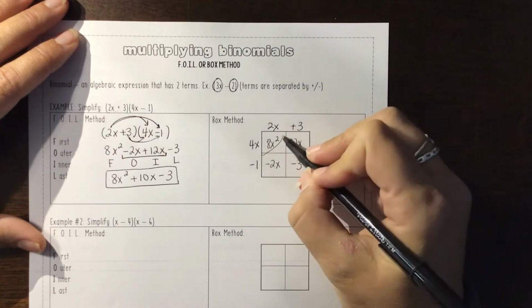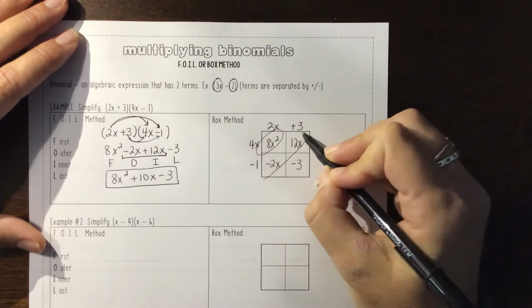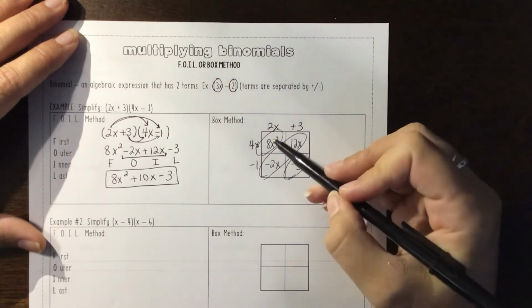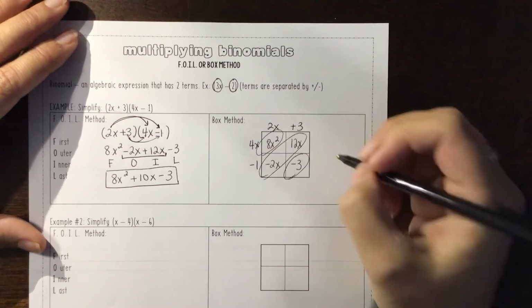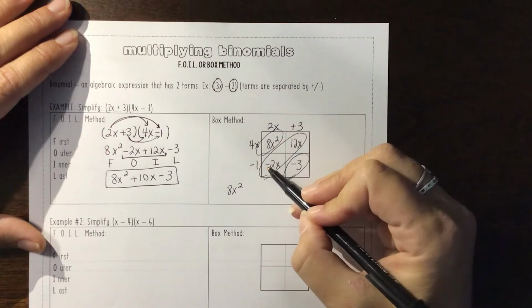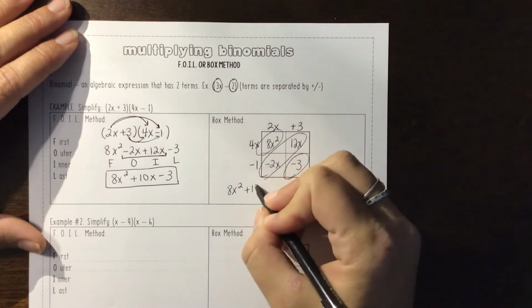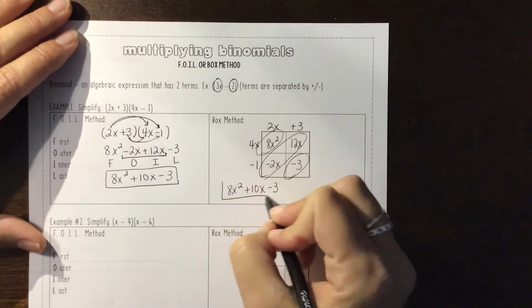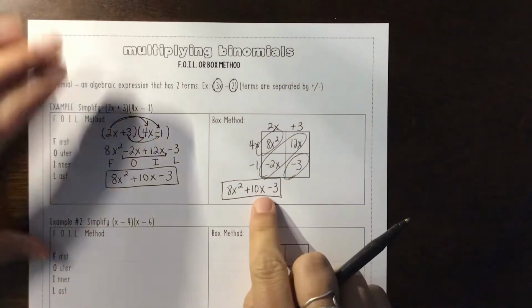So now what we do is we take diagonals, and you always add diagonals together. All right, always add them together. Well, this diagonal is all by itself, so we have 8x squared. I'm going to add these together, so negative 2 plus 12 gives me a positive 10x, and then this negative 3 is all by itself. So you can see that we come up with the same solution.